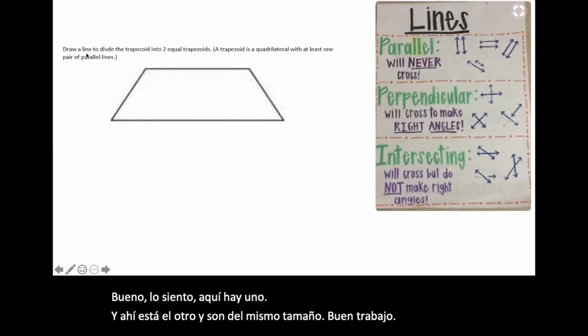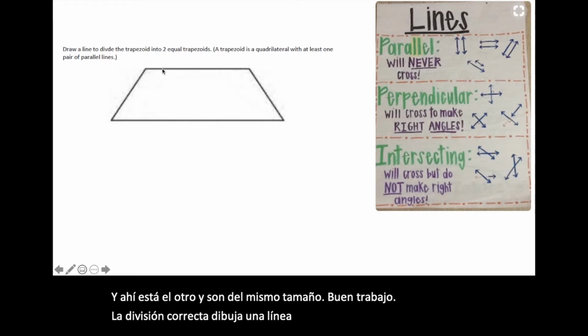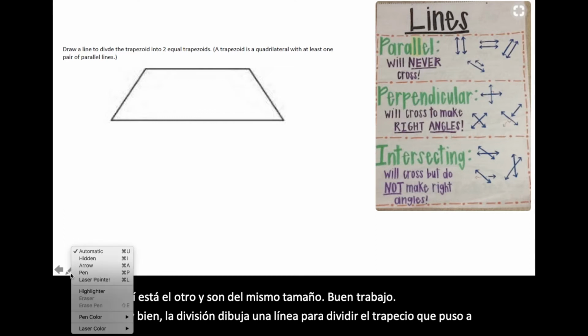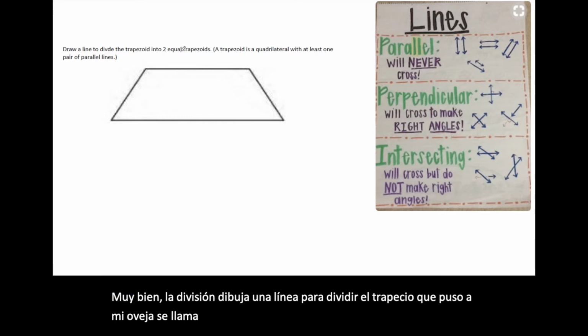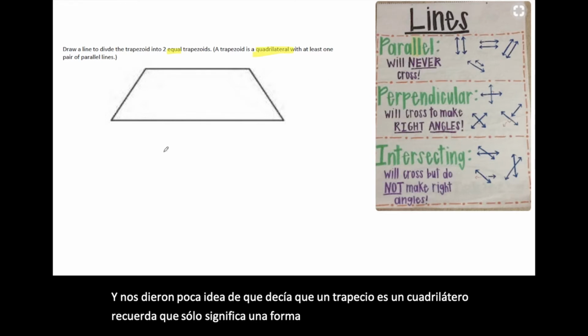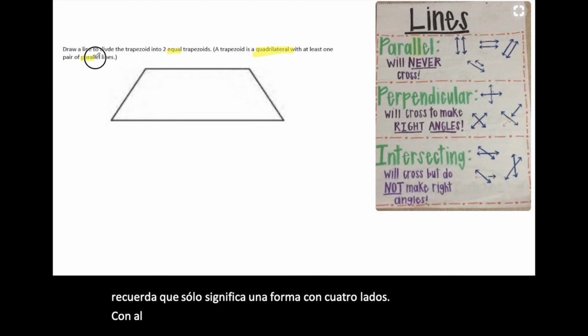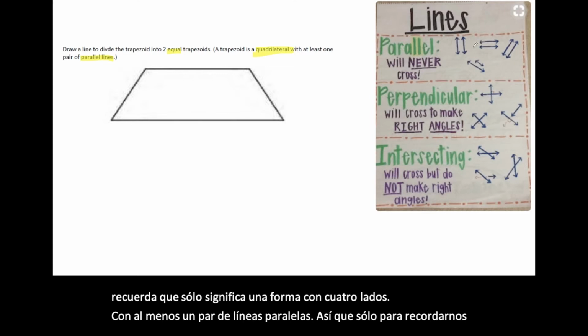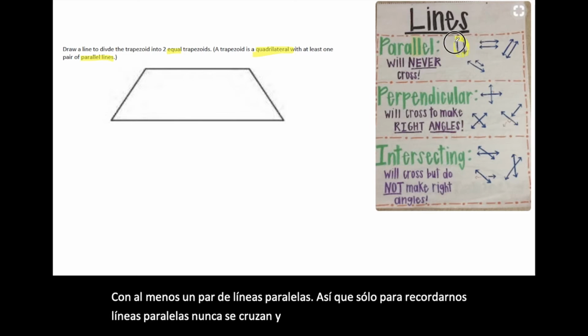All right, draw a line to divide the trapezoid, that's what this shape is called, into 2 equal trapezoids. And they gave us a little clue. It says a trapezoid is a quadrilateral. Remember, that just means a shape with 4 sides with at least 1 pair of parallel lines. So just to remind us, parallel lines never cross, and they're always moving in the same direction.